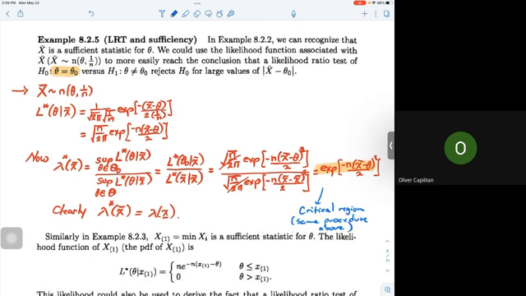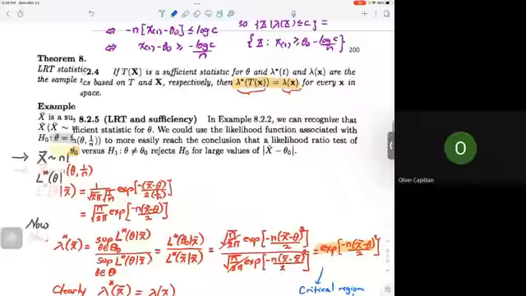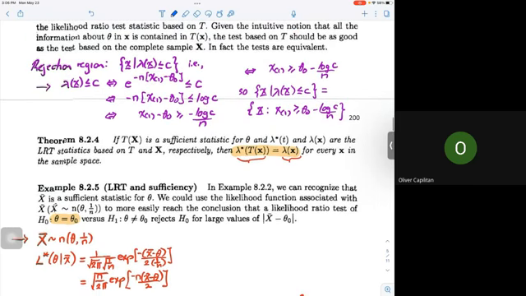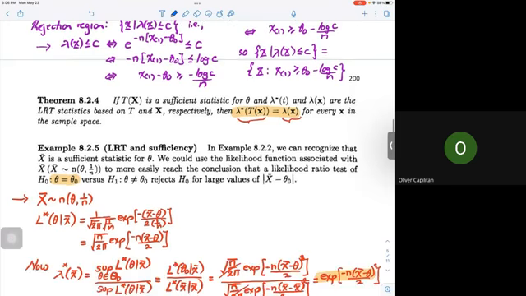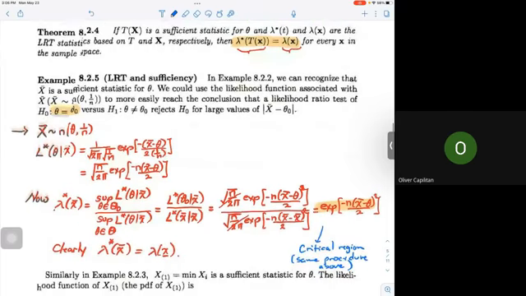Hindi naman ito pinakita sa book, itong solution na to. Ito lang nakasulat yung example 8.2.5. Okay? So, ito ha, take note of this.